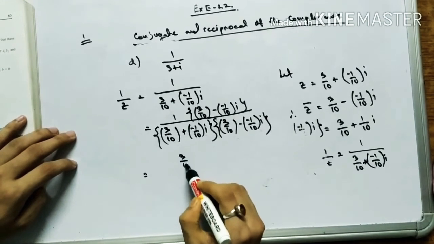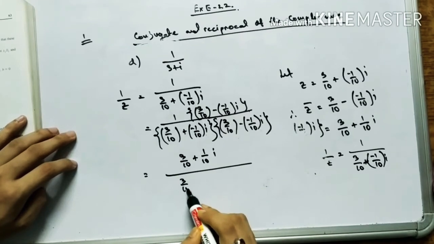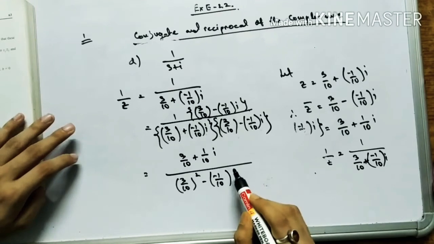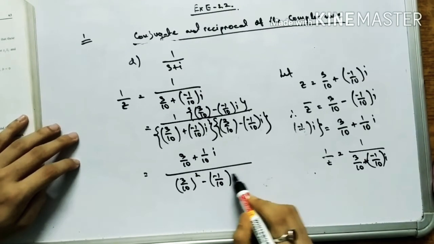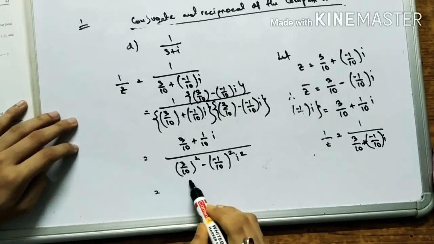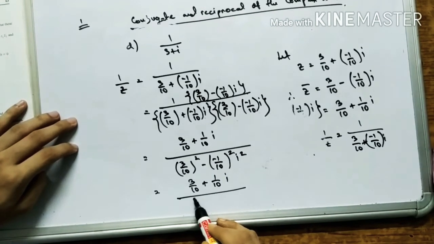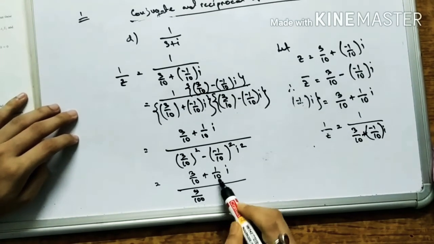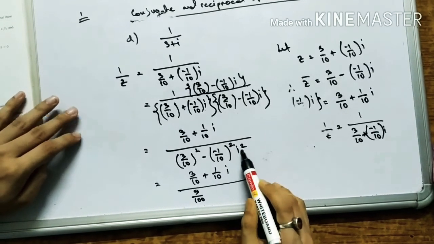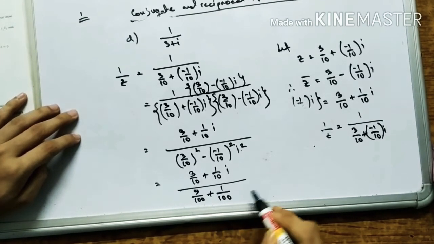So I will get 3 by 10 plus 1 by 10 I, divided by 3 by 10 the whole square minus 1 by 10 square I square. This is 3 by 10 plus 1 by 10 I by 9 by 100, and I square is minus 1, so minus into minus becomes plus, and ultimately I will get 1 by 100 here.